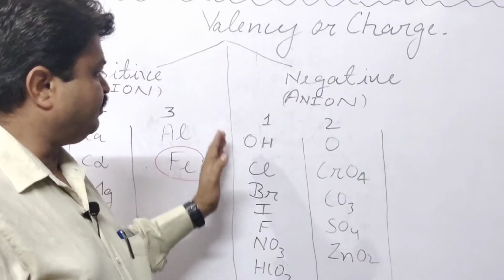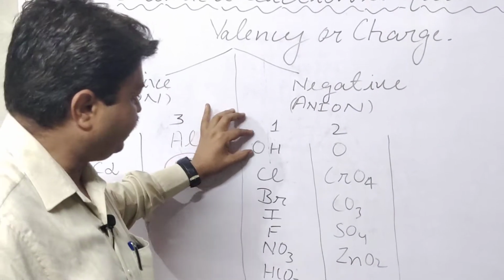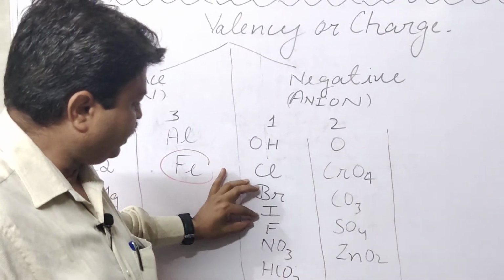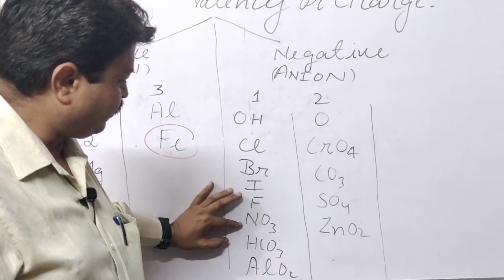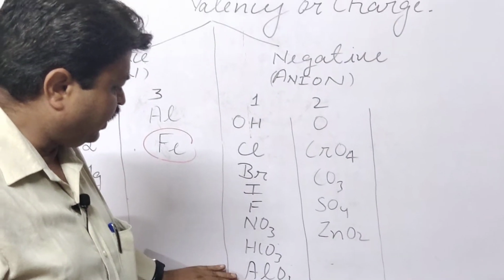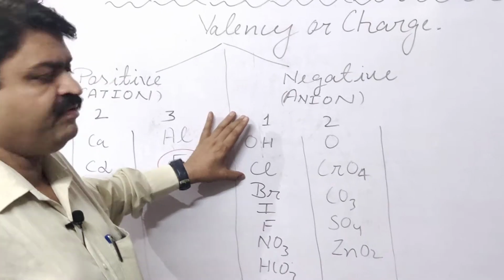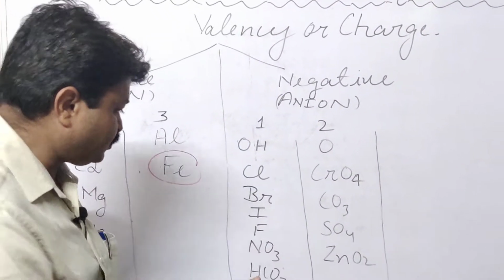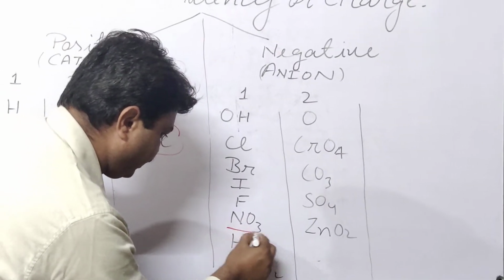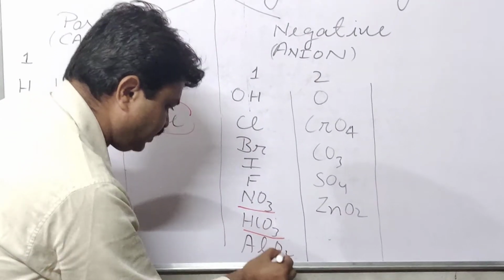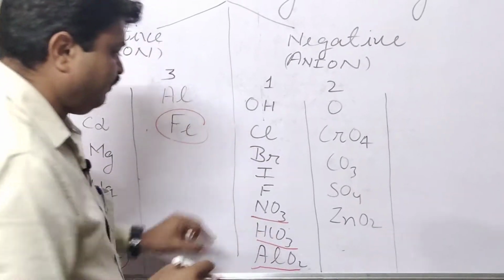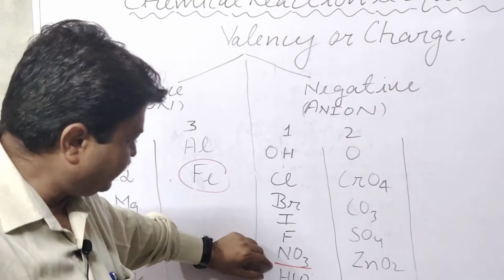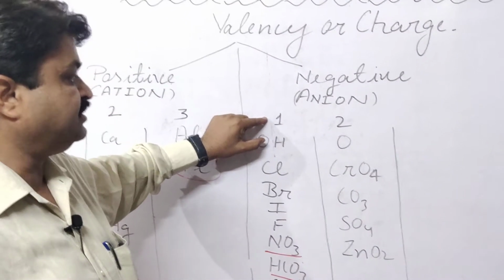And they also have different valencies, like hydroxide, chlorine, bromine, iodine, fluorine, nitrate, hydrogen carbonate, aluminate. They have one valency. Now in this, student, NO3, hydrogen carbonate, aluminate, what are they? They are the polyatomic ions. And what valency do they have? They have one valency.